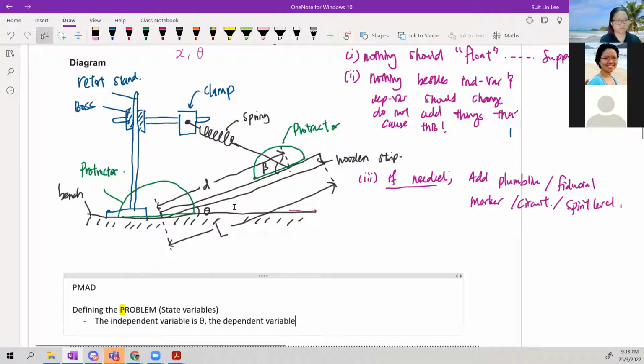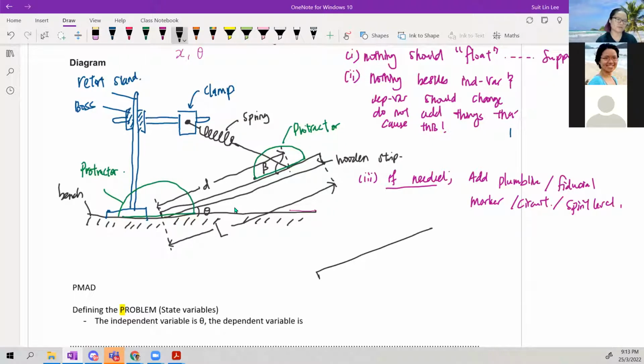Sorry, Miss Lee, just to confirm, so we can let the wooden strip float? It is not actually floating because from the perspective of the strip, right? We can let it float because number 1, there's a force here, tension, and then there's a combination of normal force and friction to keep it from sliding, and also the weight of the strip itself. So this thing is in equilibrium.